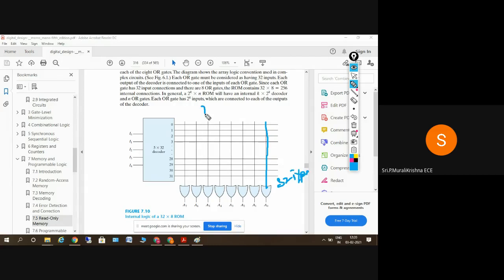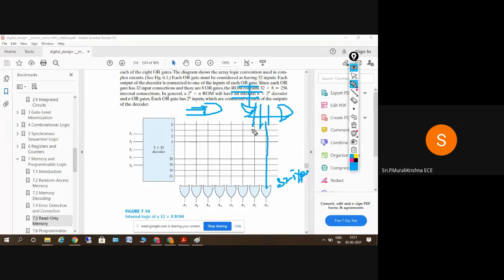Generally we will take the raw OR gate like this, but for our convenience we'll take the ROM like this. The diagram will be like this, and the OR gate symbol will be like this. This is called array logic, or I can write it as a single line.